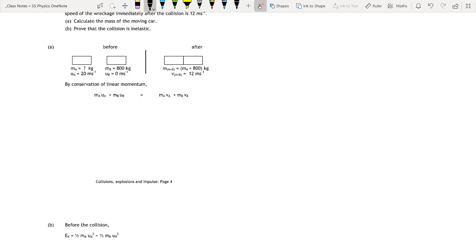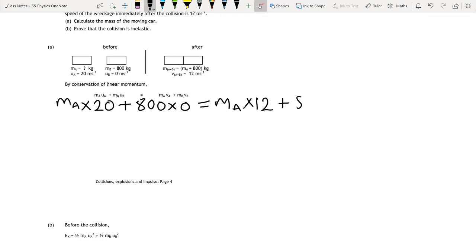So what do we know? What can we put into here? So the mass of A we don't know, so we still have mA times my initial speed of A, which is 20, plus mass of B, 800, times my initial speed of B, which is 0. So that's going to be 0 eventually, but we'll write it in anyway. Equals, afterwards, mass of A, we still don't know what mass of A is, but we do know it moves off at 12 metres per second. And I'm going to treat them separately. So mass of B is 800, and it's also moving off at 12 metres per second.